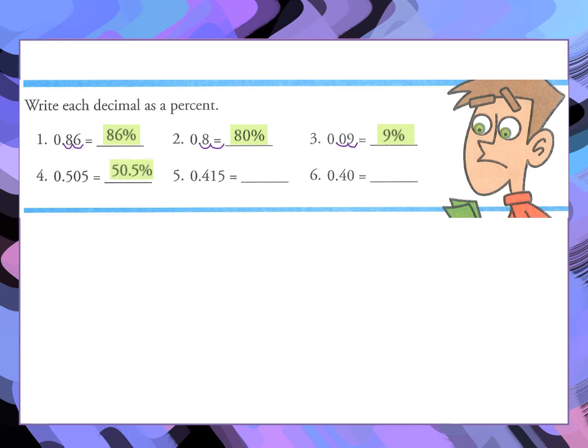For question 4, you should have gotten 50.5% after you move the decimal point 2 places to the right. For question 5, you should get 41.5% because you move the decimal point over 2 places to the right. For question 6, you should have gotten 40% after you move the decimal place over 2 places to the right.